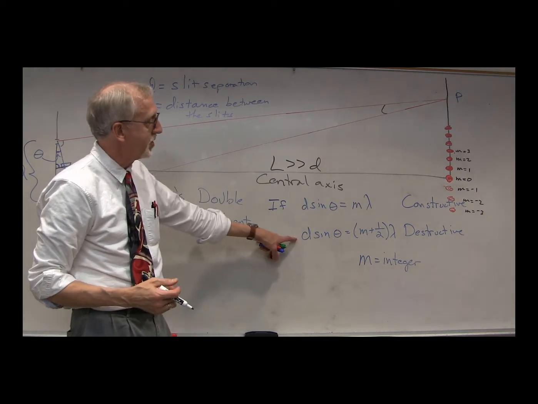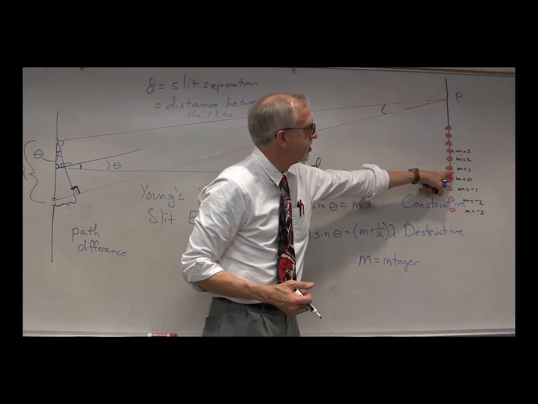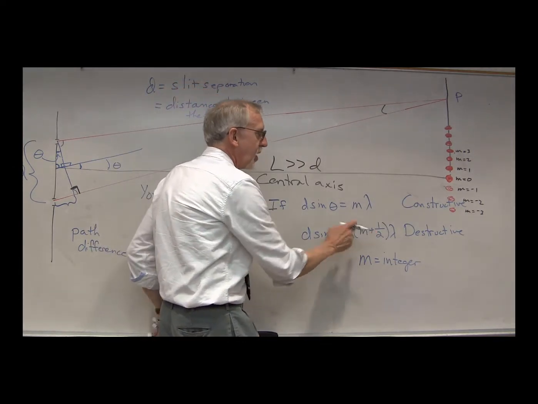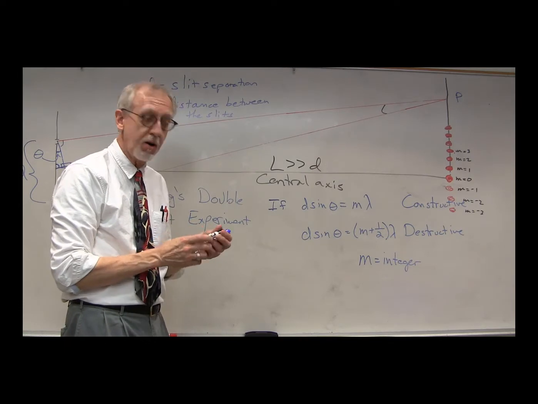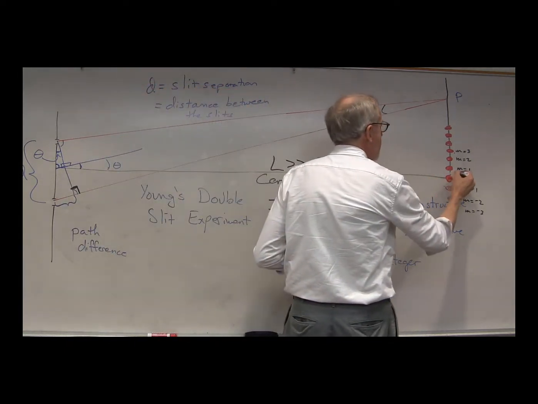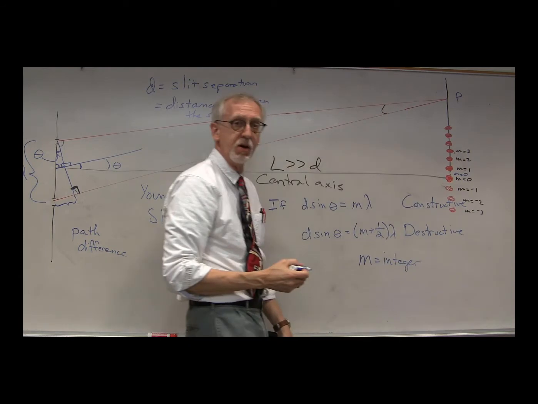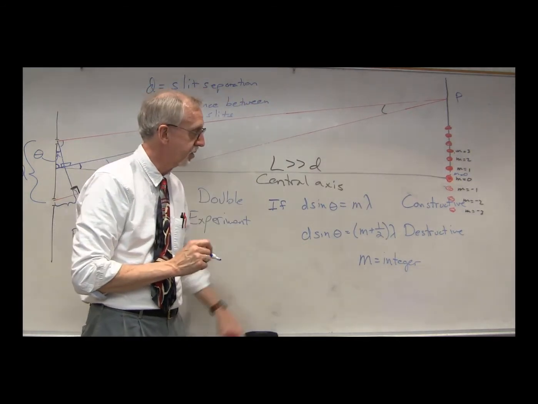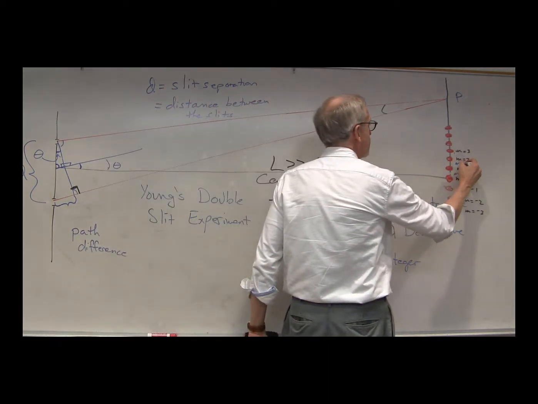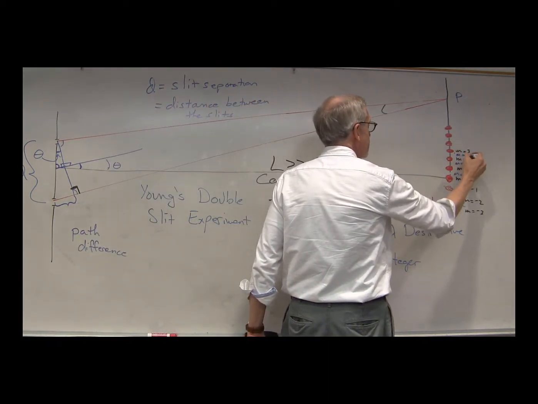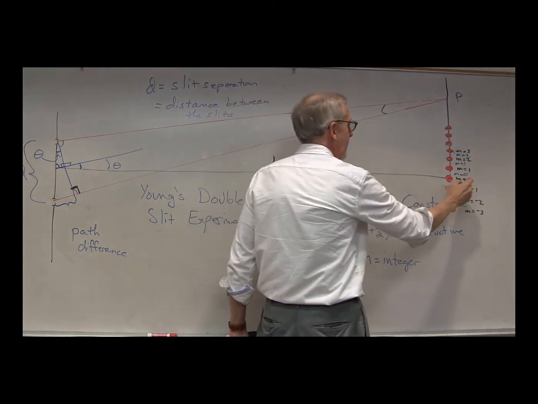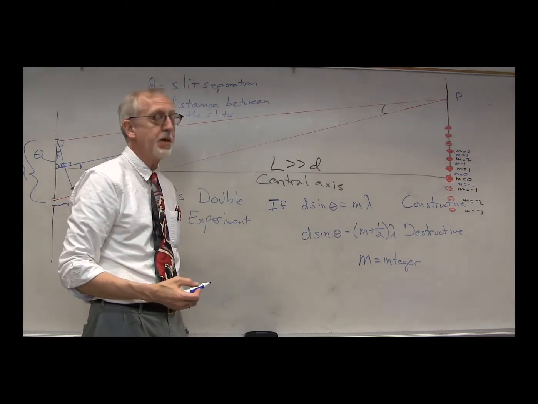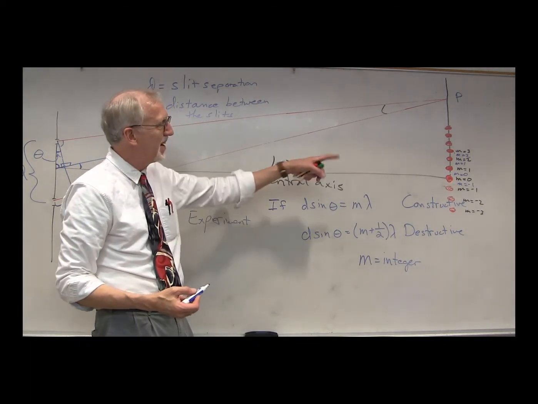Now, what about the dark fringes? The first dark fringe, that's where the path difference is 1/2 lambda. That's actually where m equals 0 for the dark fringes. So this would be the m equals 0 dark fringe. The next dark fringe corresponds to m equals 1. The next one, m equals 2. On the other side, the first dark fringe on the other side of the central axis would be m equals -1. So it's not exactly symmetric.